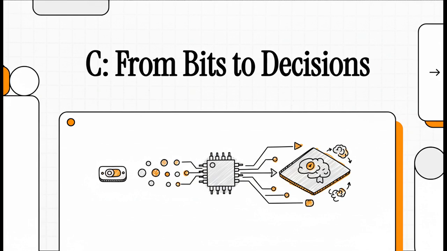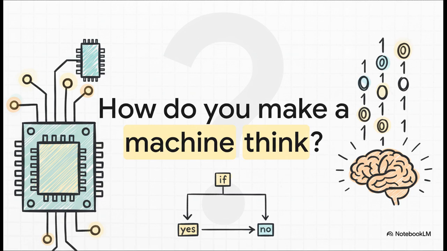Let's start the journey. It all really boils down to this one big question, right? We see programs making choices all day, every day. But how does a hunk of metal and silicon actually do that? How do you teach it to make a decision?